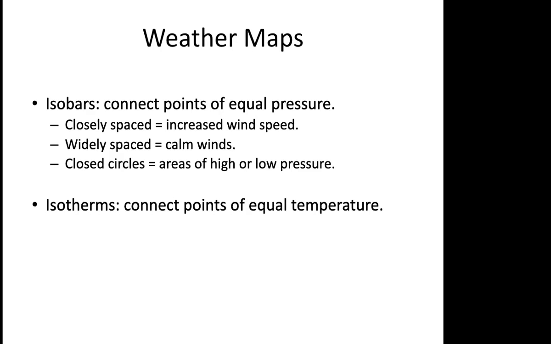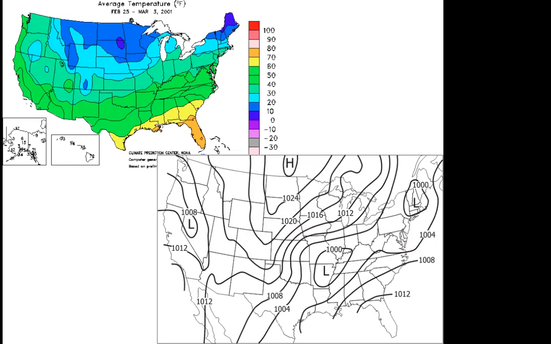So isobars connect what? Connect points of equal pressure. Okay. And then the isotherms show us temperature versus pressure. Okay? So up here, this shows us some average temperatures, okay? And then down here, this is what one of the maps kind of looked like that y'all had, right? Where you had to do the high and low pressure, show me where rain would be and where snow would be. Looks similar to this, yes?